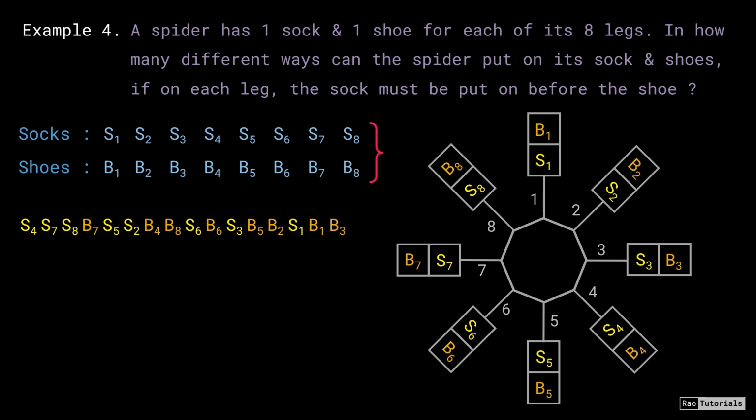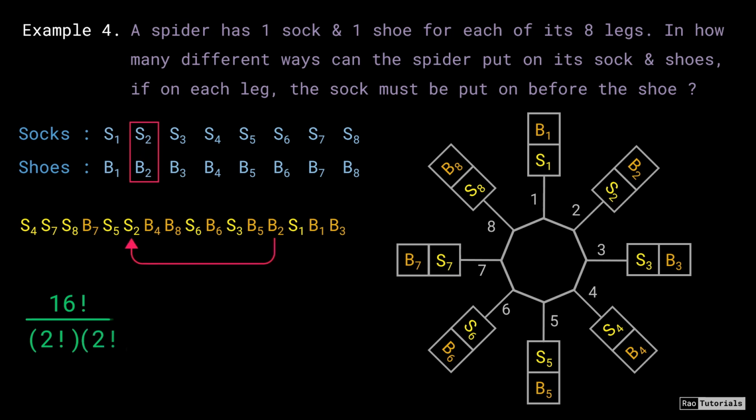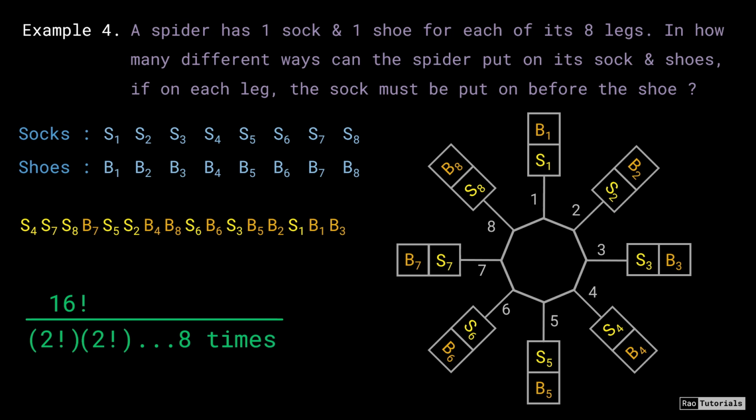Since we are arranging a total of 16 things, 8 socks and 8 shoes, total ways will be 16 factorial. But since S1 and B1 have to be in order, with B1 always placed after S1, as discussed in the earlier example, we consider them identical and divide by 2 factorial. Again, since S2, B2 have to be in order, with B2 always after S2, we consider them identical and divide by 2 factorial. Proceeding similarly for all these 8 pairs, we divide by 2 factorial 8 times, and thus we have the required number of ways.